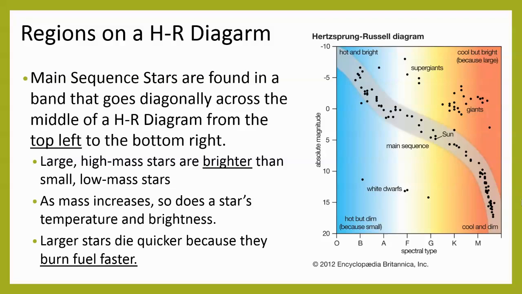And then finally, larger stars are going to die more quickly. They're going to get into the final stages of their star life because they burn fuel faster. So they're going to go ahead, use up that hydrogen, get to the helium, and then they're going to run out of fuel much faster than the smaller ones.